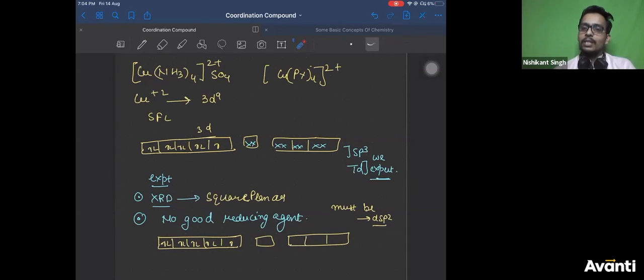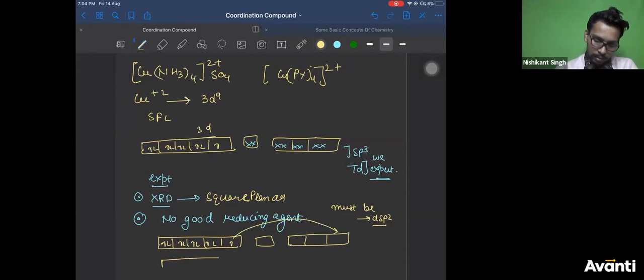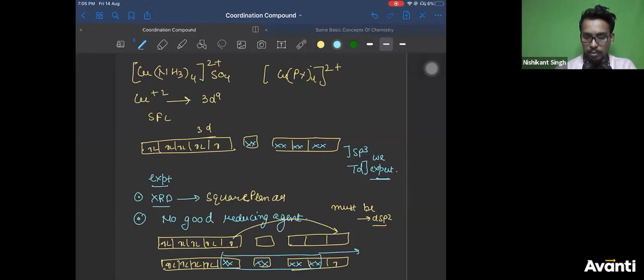So we used the previous theory. What was the previous theory? The previous theory said, excite this electron to 4p. Then you will get a d orbital empty. Then it can show dsp2. Then it can easily show dsp2. Correct? Yes, Ravi Kiran.